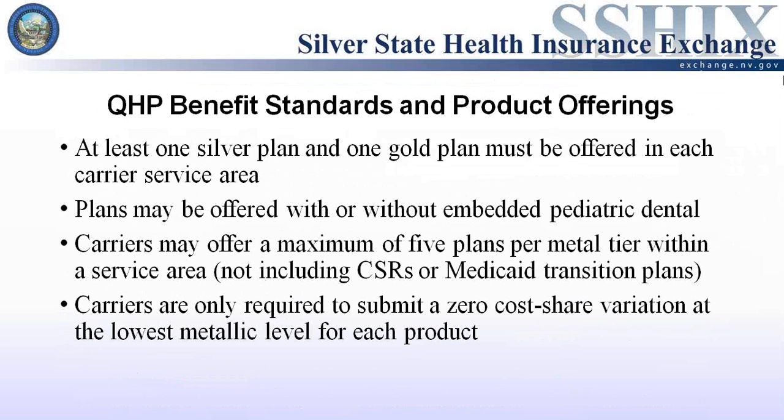So this is just some information on the QHP benefit standards and product offerings. You're required to offer 1 silver and 1 gold plan in each carrier service area, and they can be offered with or without embedded pediatric dental. And you can offer a maximum of 5 plans per metal tier within a service area, and that does not include the cost sharing or Medicaid transition plans. And you're only required to submit a 0 cost share variation at the lowest metallic level for each product.